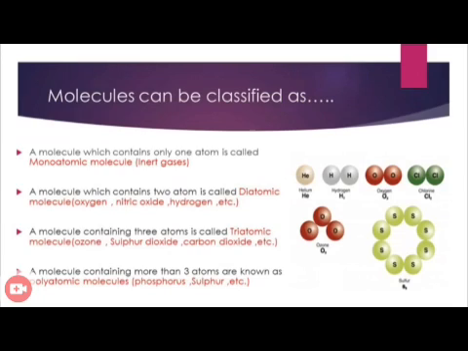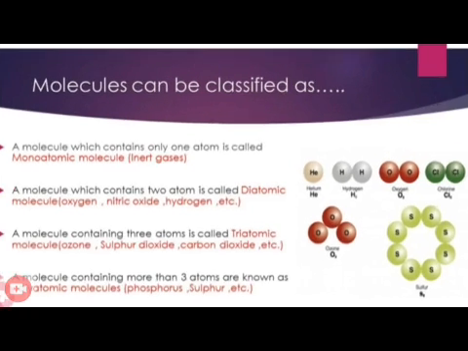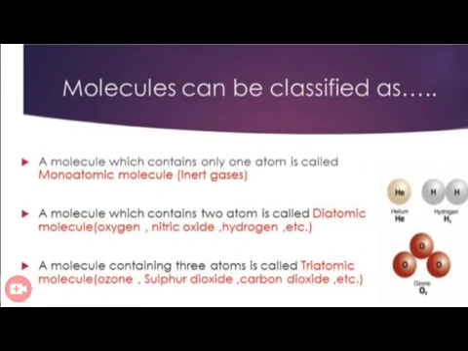One, monoatomic molecule. Second one, diatomic. Third one, triatomic. Where more than three atoms are present, it is represented as a polyatomic molecule. Here, first you see what is monoatomic. A molecule that contains only one atom is represented as a monoatomic molecule. For example, helium. Helium contains only one atom. Inert gases: most of the inert gases are present in the state of monoatomic molecules.